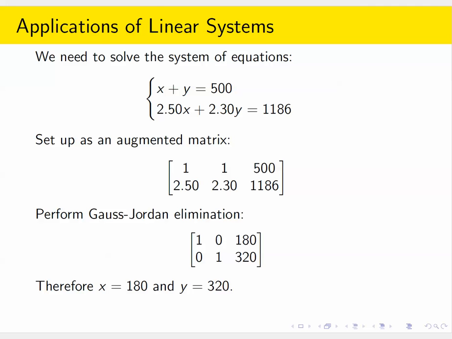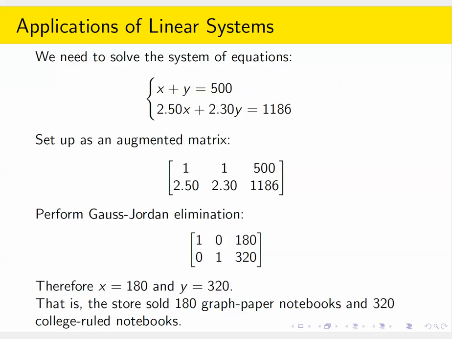Now, this was a word problem, and so it should really have a word answer. X and y are variables representing real-world quantities, so we should express our answer in terms of those real-world quantities. The store sold 180 graph paper notebooks and 320 college ruled notebooks. This problem could also be solved using a matrix equation with an inverse instead. Both approaches should produce the same final result.